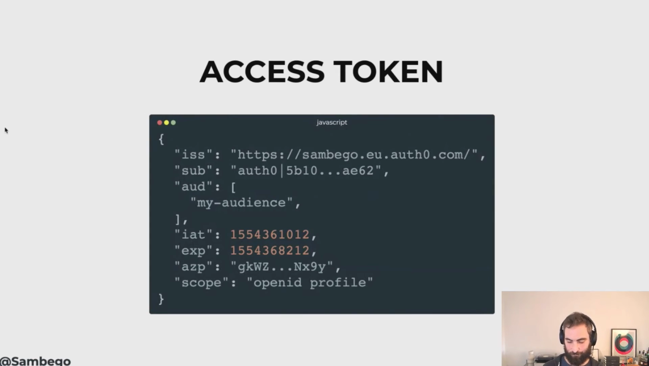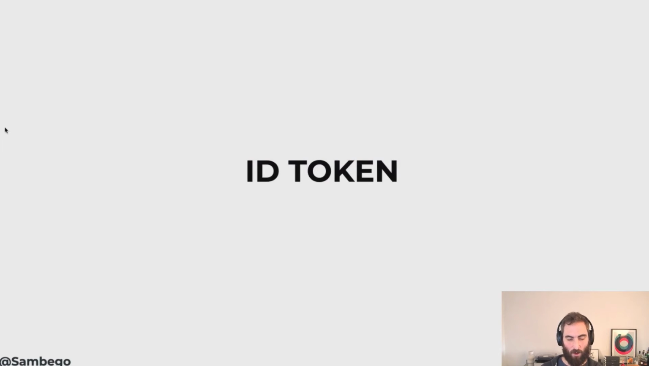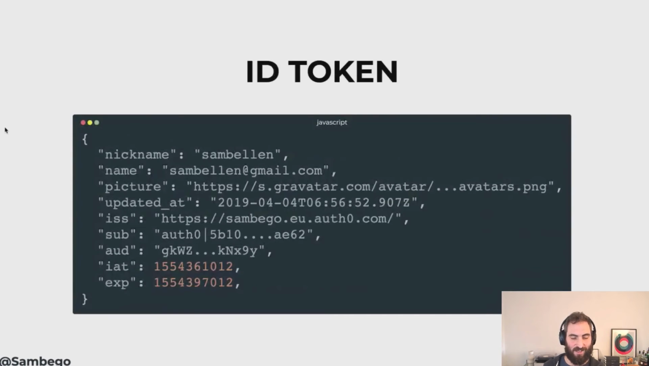Well, if you look at an ID token, which has something to do with the identity of somebody that authenticated with OpenID Connect, it will contain a bunch of information that is related to the identity of somebody that authenticated, and which we can return in this token. So the nickname or the name or an avatar picture, and again, an issue date and an expiry date.